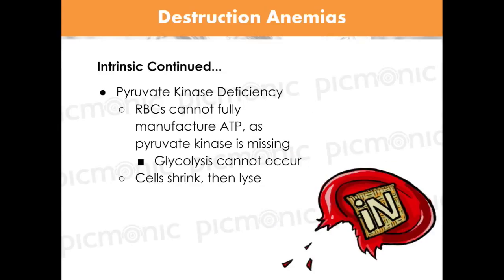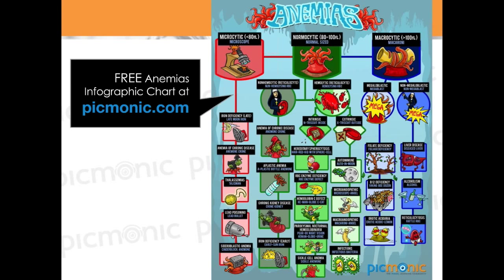And then the other intrinsic one is pyruvate kinase deficiency. Pyruvate kinase is really important for the ATP pathway and making energy, so glycolysis doesn't occur. And without energy, your cells don't really mature and grow as they should, and they're weak, and they shrink, and they lyse, and they break. Okay, we talked about intrinsic. Next we have extrinsic. So this is things causing your cell to break or bust.